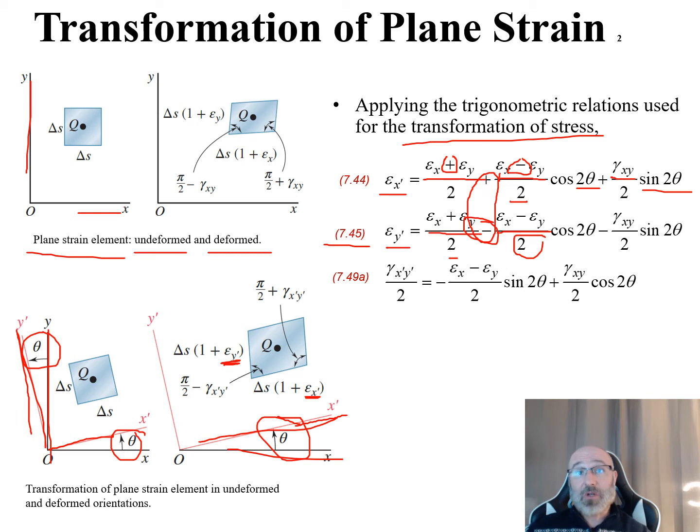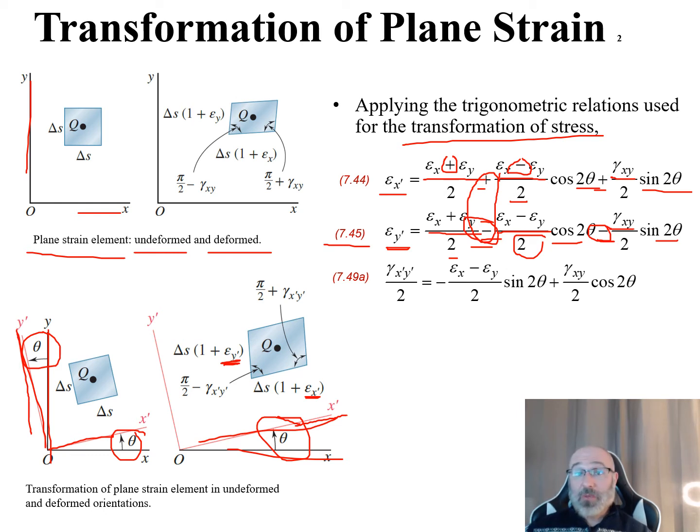This is still times our cosine of 2 theta, but again, now we have another minus sign here as we're dealing with our y prime component, times our gamma xy over 2 times our sine of 2 theta. So the big difference between 7.44 and 7.45 is the sign convention, going from positive to negative, plus to minus, at those locations.